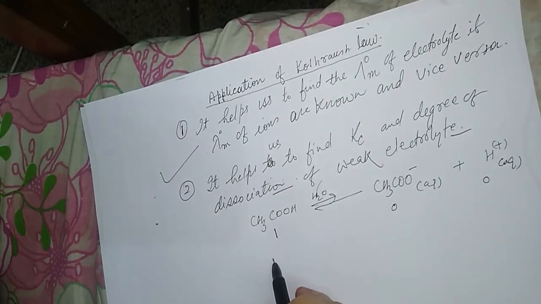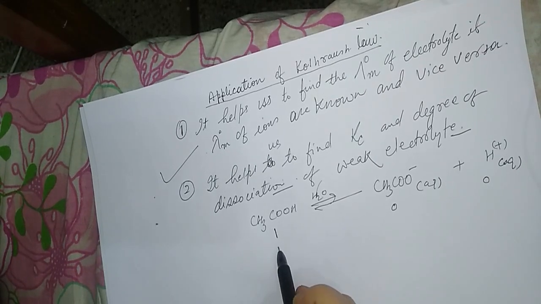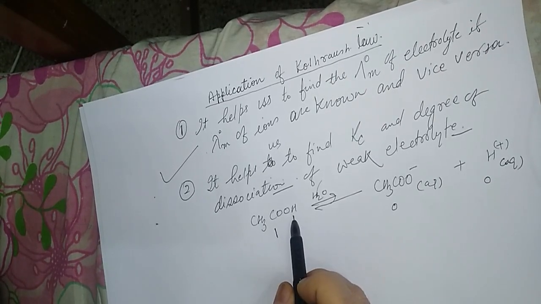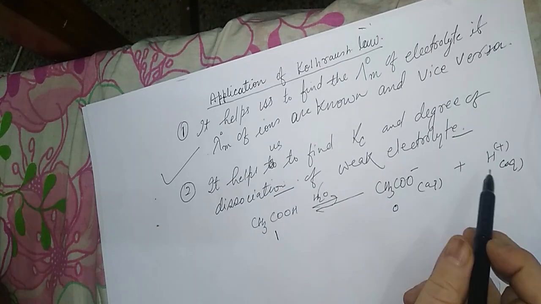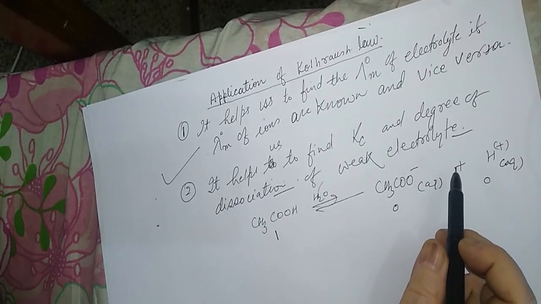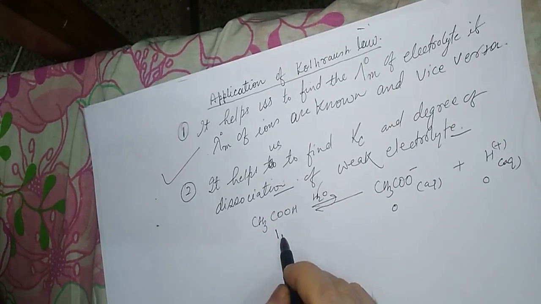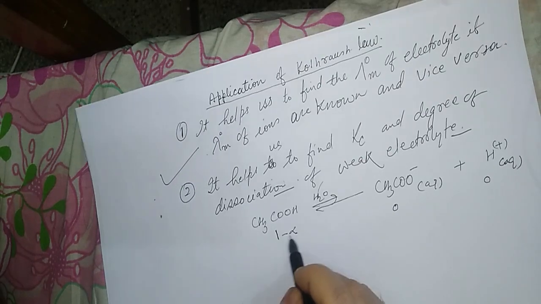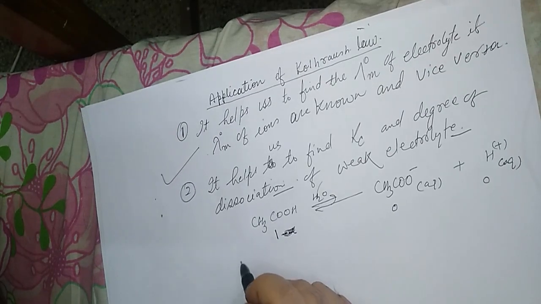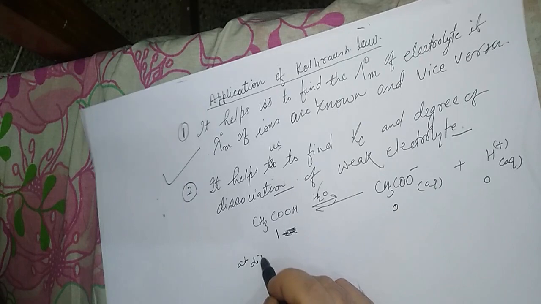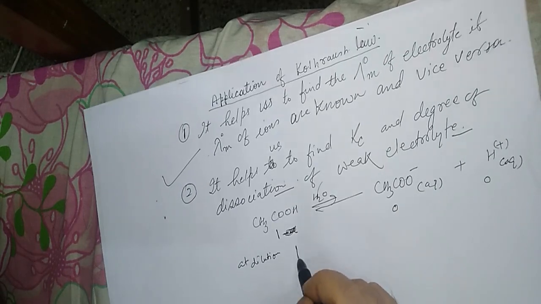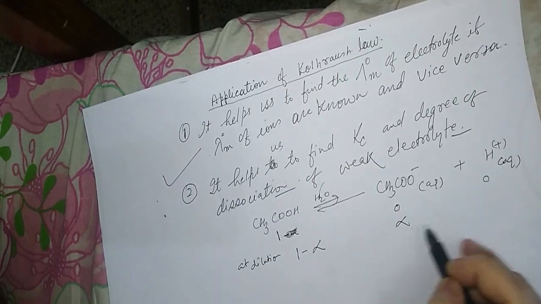Say the fraction of acetic acid that dissociates to form acetate ion and H plus ion is alpha. That means the degree of dissociation is equal to alpha. Then at dilution, from 1, alpha will come out, and this will form alpha and this will form alpha.